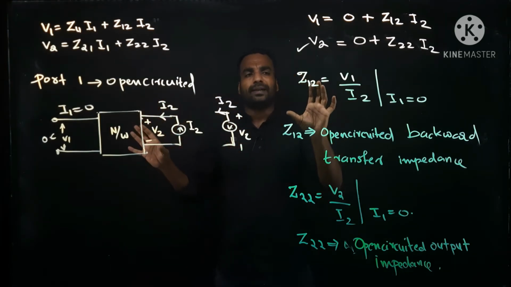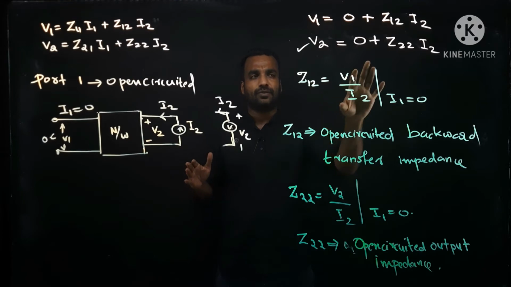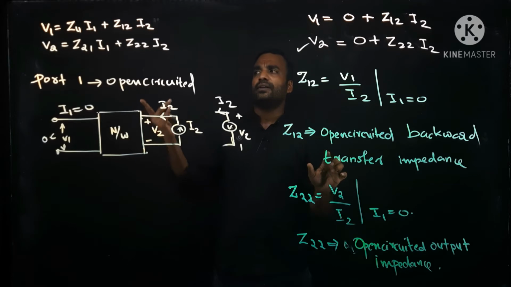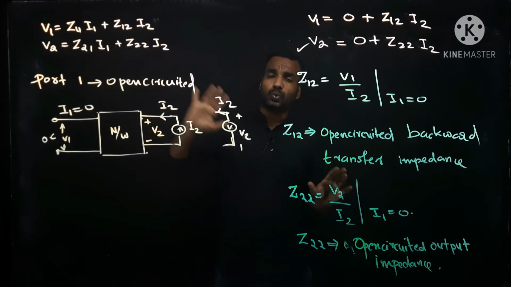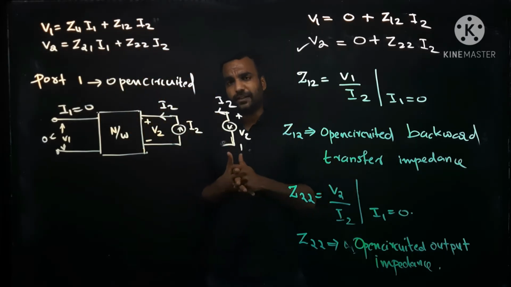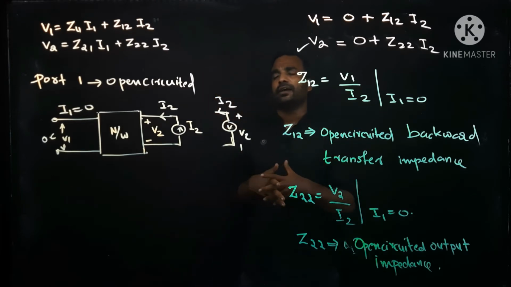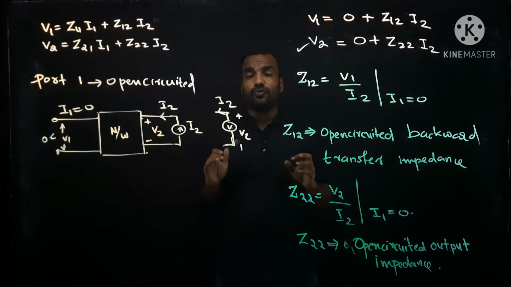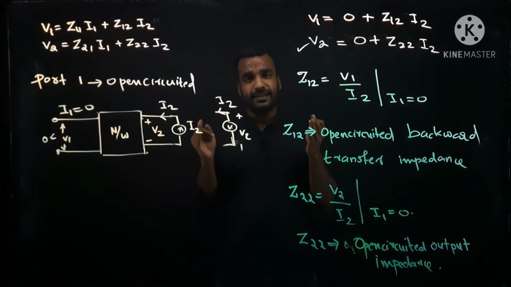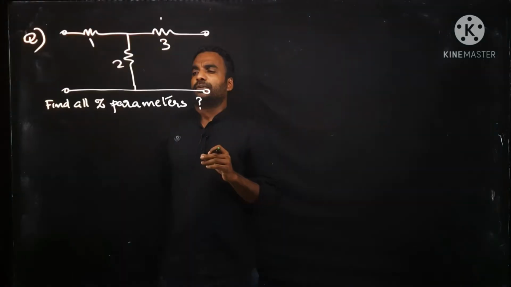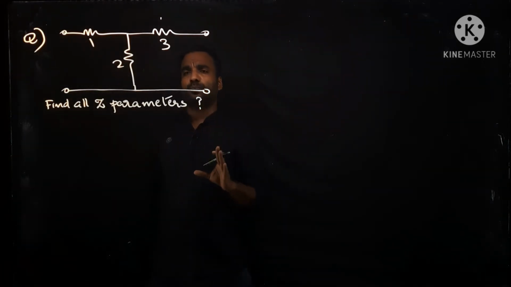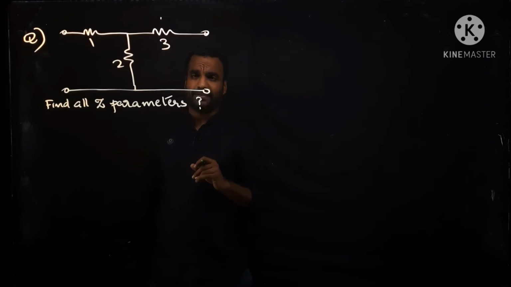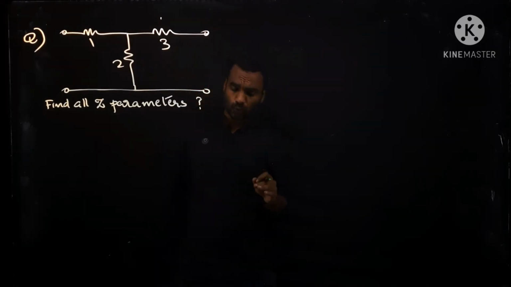So now we have arranged all the matrix elements in the relation of V1, V2, I1, I2. Z11 defined, Z12 defined, Z21 defined, Z22 defined. All the 4 parameters are defined and the conditions are defined. How we can find these parameters is also well defined. Now we are moving to a small problem regarding these Z parameters. This is the question. This is a simple two-port network. The question is to find all Z parameters, that is Z11, Z12, Z21, Z22.